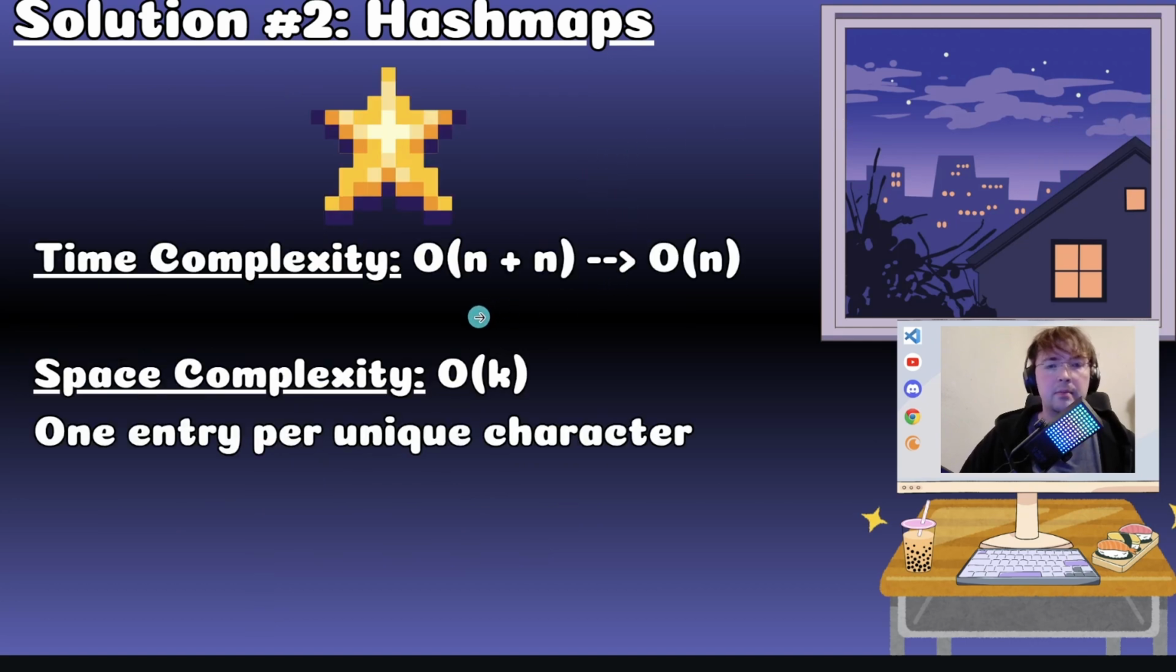So now that we know how the algorithm works, let's talk about the time and space complexity. Time complexity, technically, is going to be n plus n, but with time complexity you drop the constants, so that would drop all the way to O of n. And n plus n refers to s and t, which are the same size, so saying n plus n makes a lot of sense. Space complexity is going to be O of k, where k represents one entry per unique character.